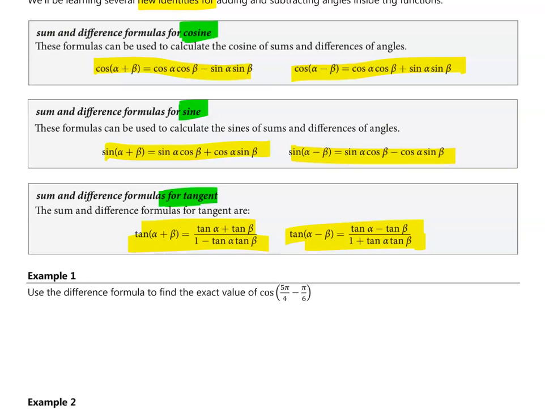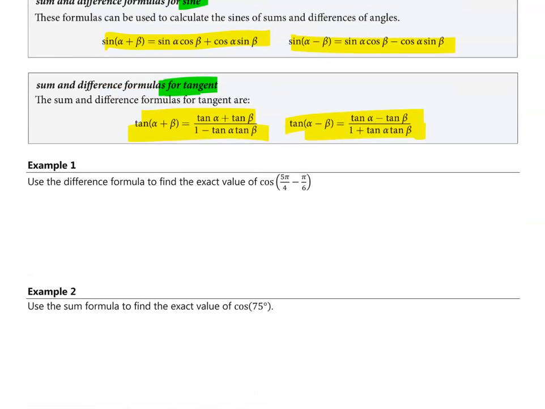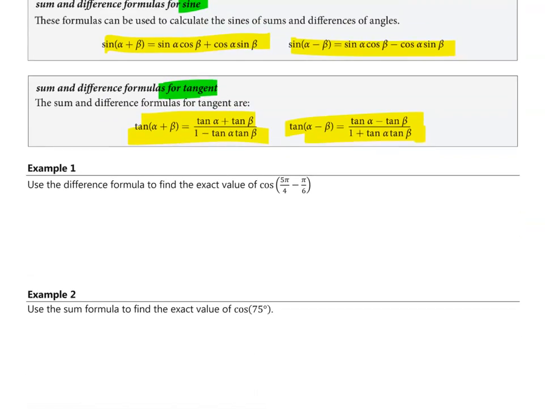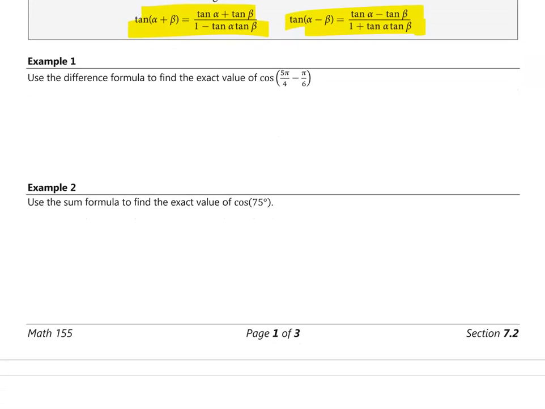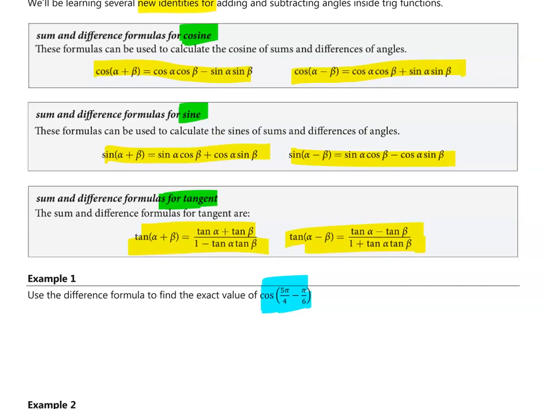Okay, so again, take a look at all these sum and difference formulas for cosine, sine, and tangent, and make sure that you are familiar with this, and use that to answer the next examples. Like example number 1, use a difference formula to find the exact value of cosine of 5 pi over 4 minus pi over 6. So we're going to use the difference formula for cosine.